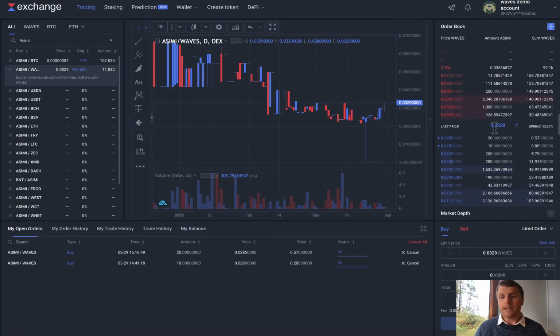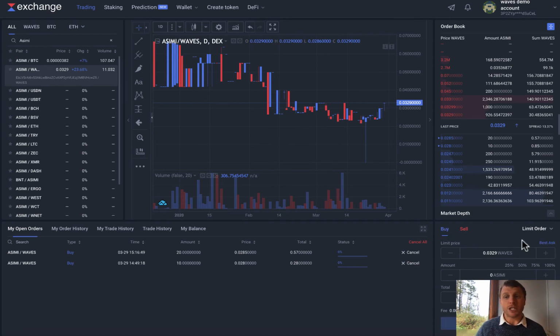In the middle is the last price, and you can see that the last price corresponds with this price right here, because this displays the price of the last executed exchange. So the last time that there was an exchange, this was the price it was at. So when we come down and look at the buy or the sell, this is exactly what we were talking about with this orientation here. If we want to buy Asimi, we click on buy, but if we want to sell our Asimi, then we click on sell.